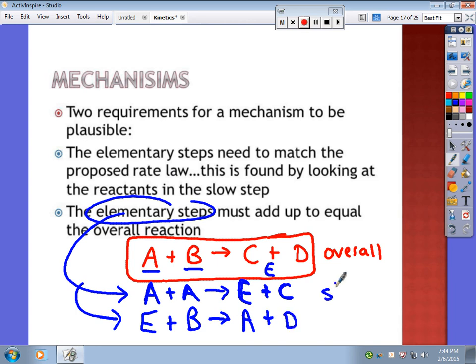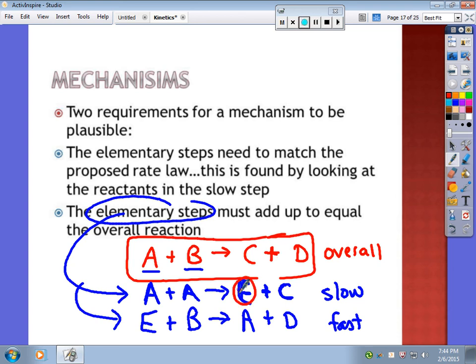And I'm going to tell you that this is a slow step, and this is a fast step. They let you know that. So it's true here. If you just looked at the overall reaction, you would think simply that A bumps into B, making C and D. But when they slowed it down, they found that actually A bumps into A, making E, which is called an intermediate.